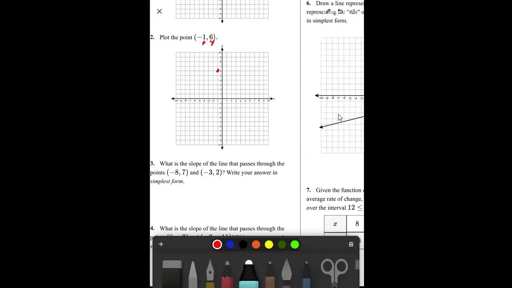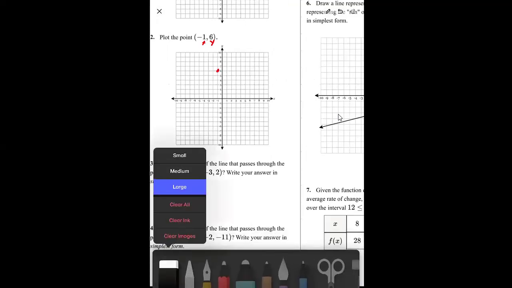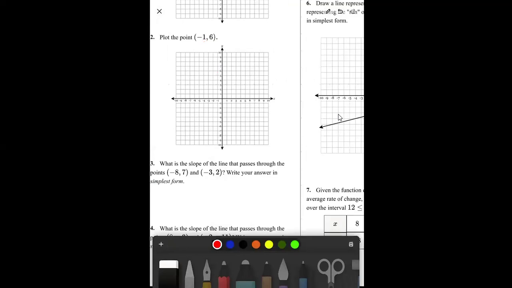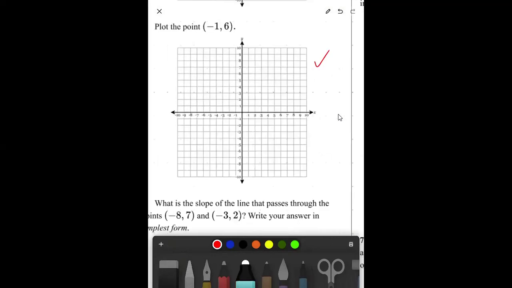First, I'm going to do question number 3 two different ways. I'm going to graph it and show you rise over run, and then I'm also going to do y2 minus y1. Starting with rise over run, I'm going to use this graph up here. I go to the left to -8, and then up 7. Then my next point is (-3, 2), so I go over -3 and up 2.